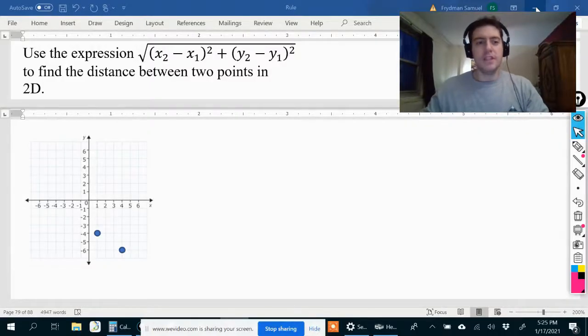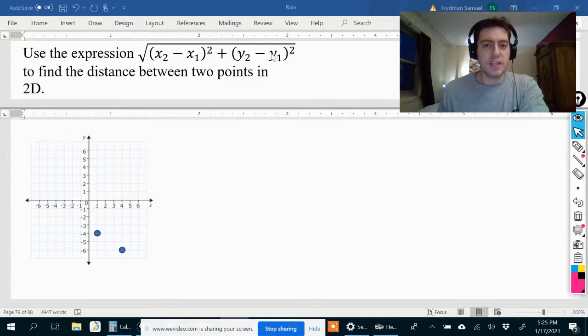Hi everybody. In this video we're going to talk about using this expression here. So use the expression the square root of x2 minus x1 squared plus y2 minus y1 squared to find the distance between 2 points in 2D. 2D stands for 2 dimensions.